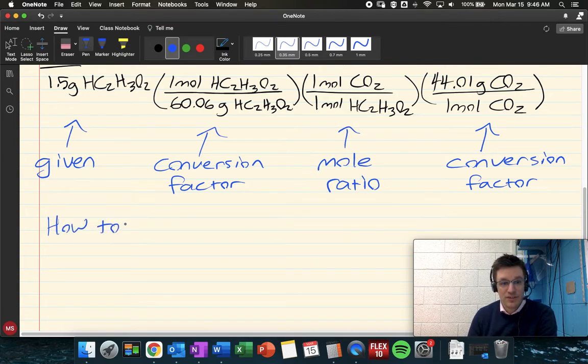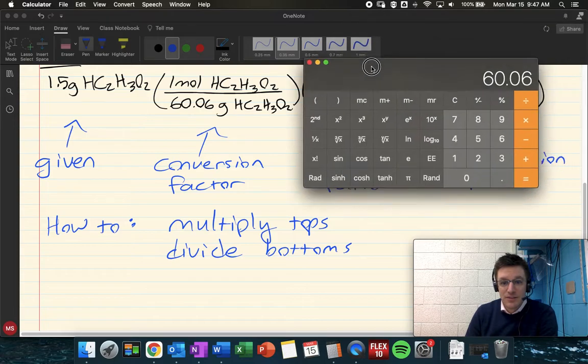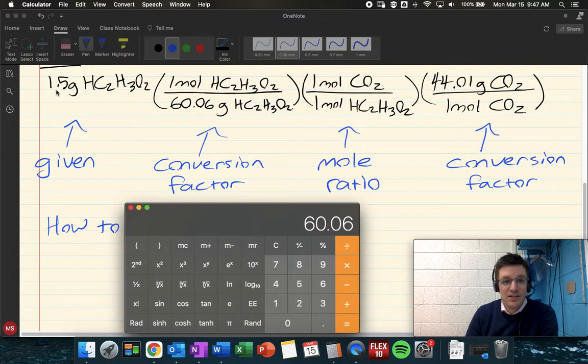How do we deal with this thing? Well, it's actually quite simple on the calculator. You multiply the tops and you divide the bottoms. And you can do it all at once on your calculator. So that's what I'm going to show you next. I've got a bunch of numbers on the tops. Now we'll start with the 1.5. That's on top. If there's nothing underneath it, that's on top.